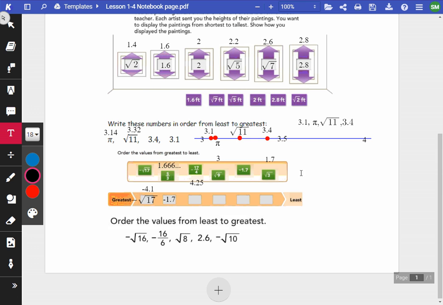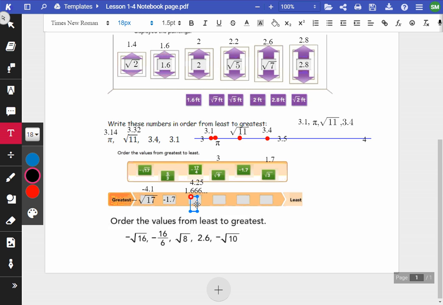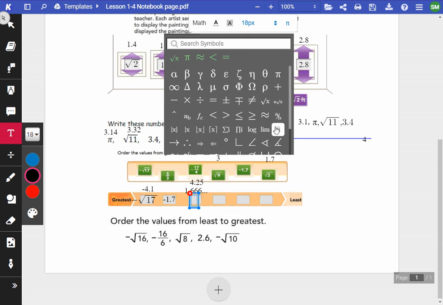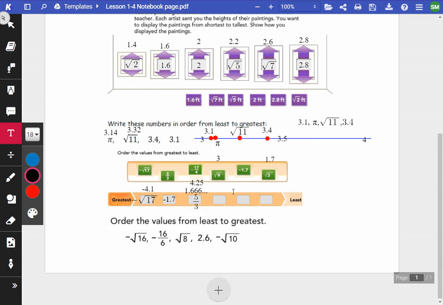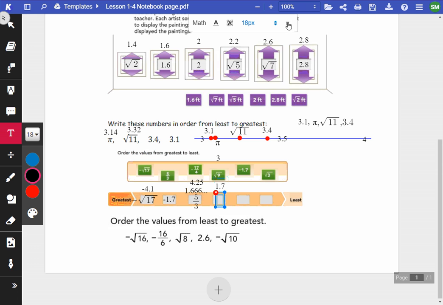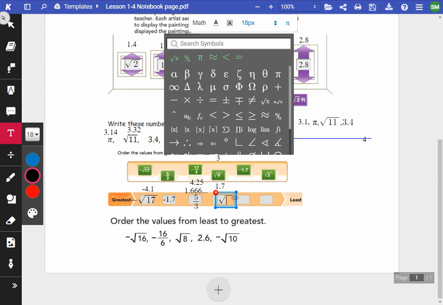Okay, now I'm up to positives. Which one's my lowest one? I think that would be my 1.6 repeated, which was 5/3. So here I'm going to type my 5/3. I'm going to do this A over B. 5 down 3. There's 5/3. Then what's next? I got 1.73 and 4.25. I think the 1.7, which was the square root of 3. So I'm going to type square root 3 here.